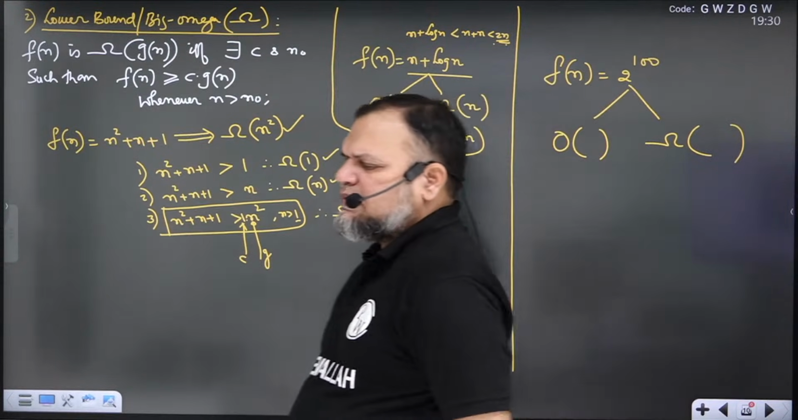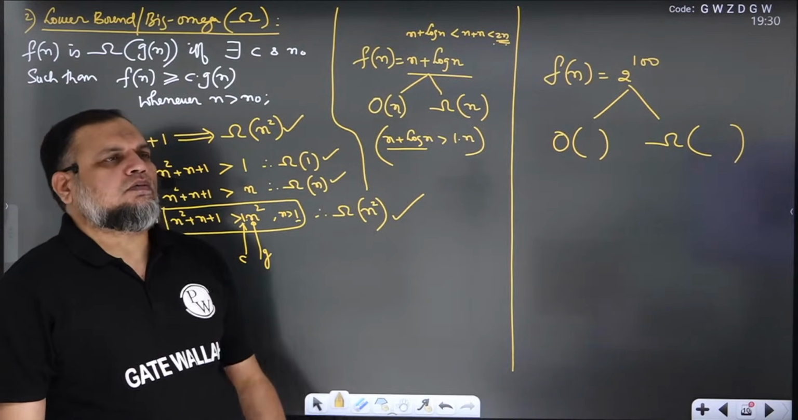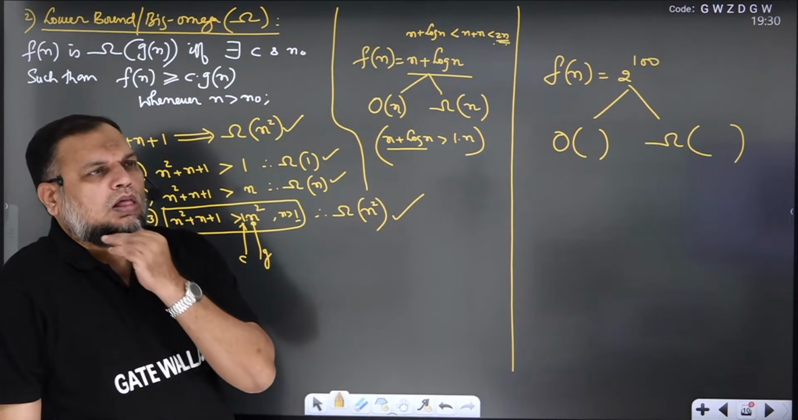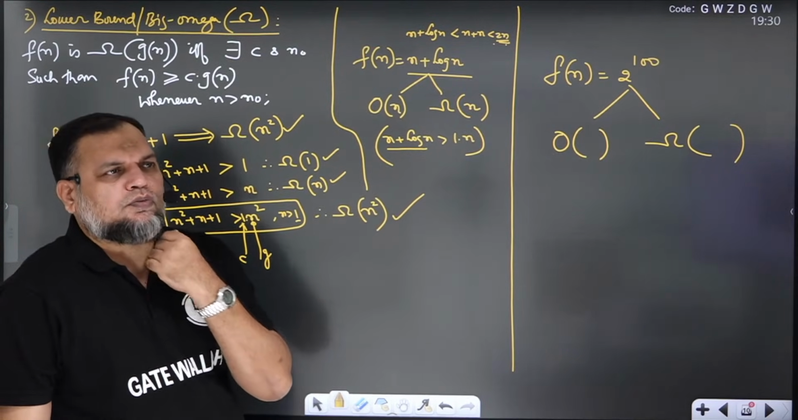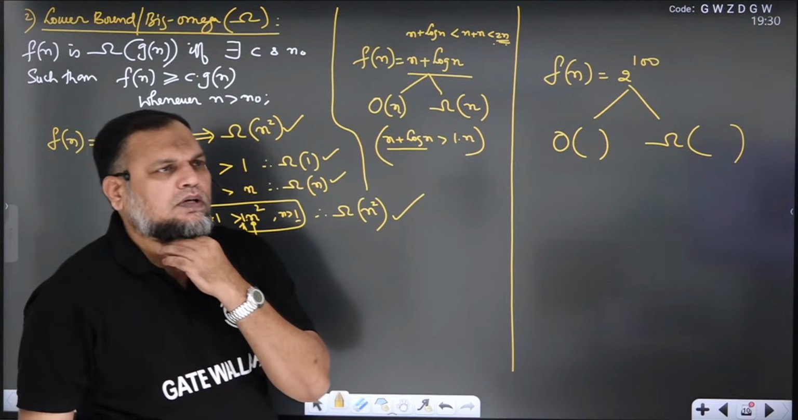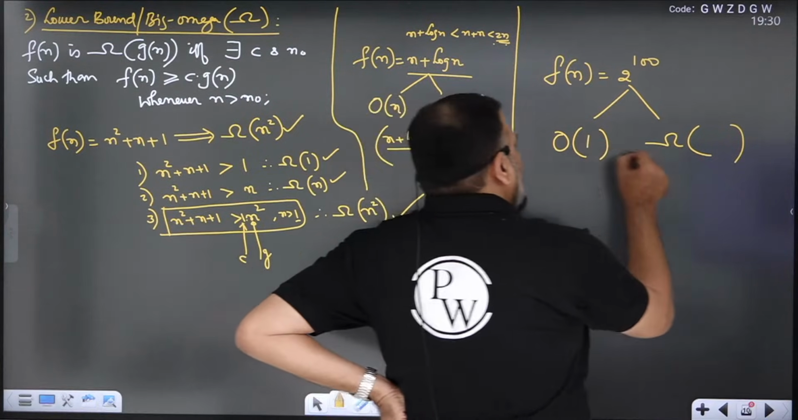2 power 100. Some value 2 power 100. What is order of it and what is omega of it? Very good. कैसे बोलेंगे आप? Very simple. Both are order of 1.